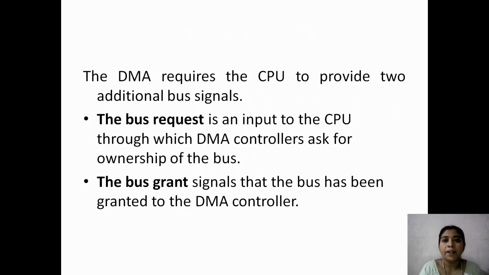The DMA requires the CPU to provide two bus signals. First one is bus request. It is an input to the CPU through which the DMA controller asks for the ownership of the bus. The second one is bus grant, which signals that the bus has been granted to the DMA controller.